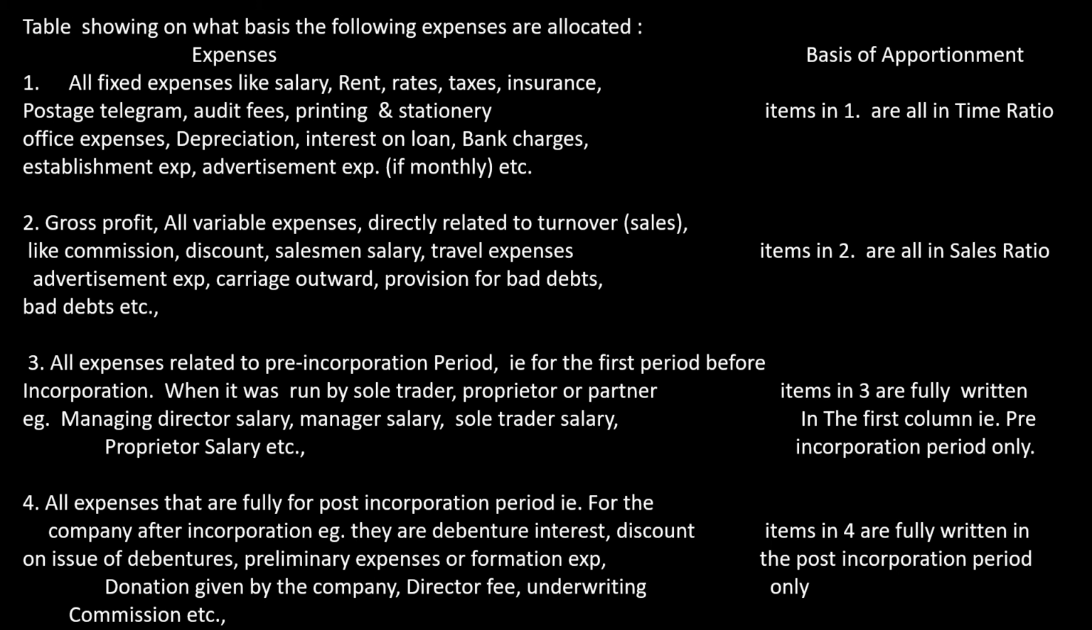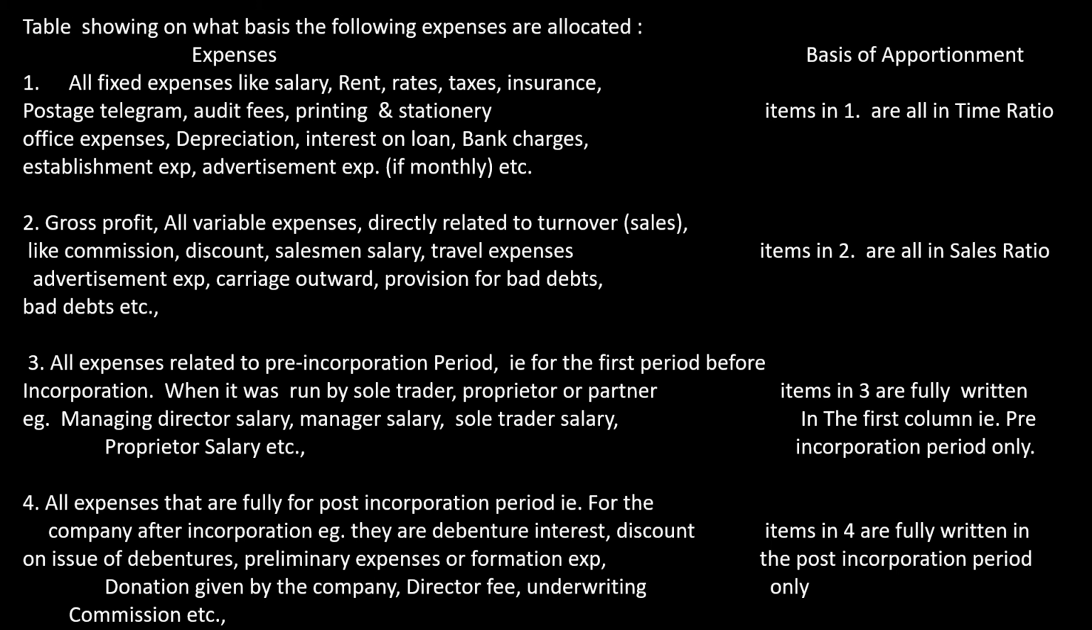Next, column 2. The expenses listed here are related to sales. For example, commission, discount, salesman salary, traveling expenses, advertisement expenses. Here also the advertisement expense is coming. In the previous case, we saw if it is given as monthly within brackets, you will take it as time ratio. You will divide that expense in time ratio.